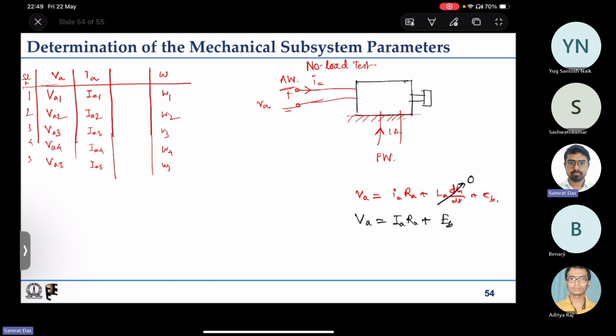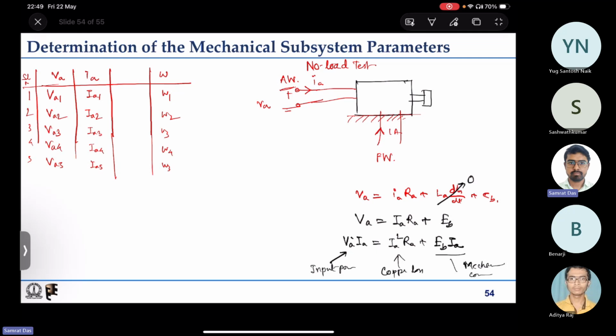Now because you already know what is the RA, the armature circuit resistance, what is the total power? If you multiply both sides by IA, that is the current, VA into IA equal to IA square into RA plus EB into IA. So VA into IA is the input power, this is the I square R loss or copper loss, and this is the mechanical power converted from electrical power, right?